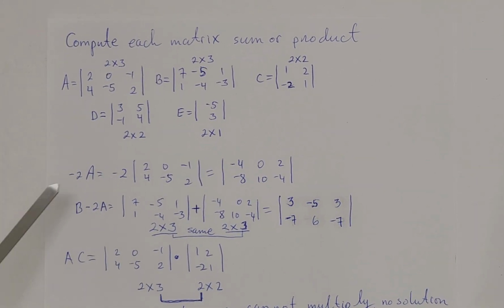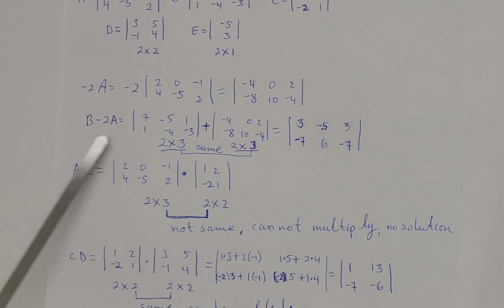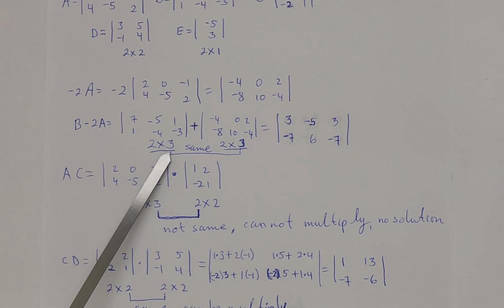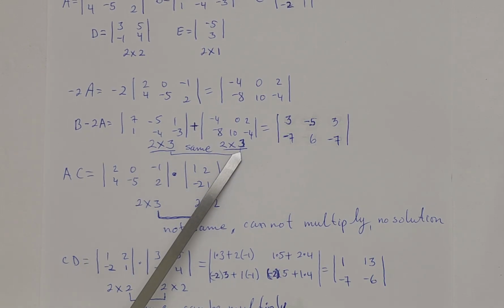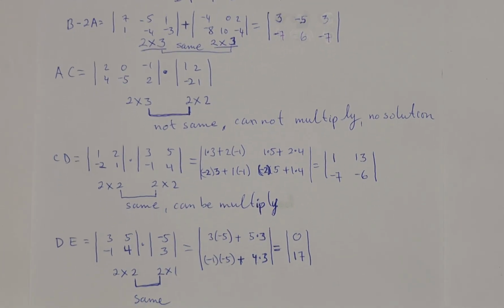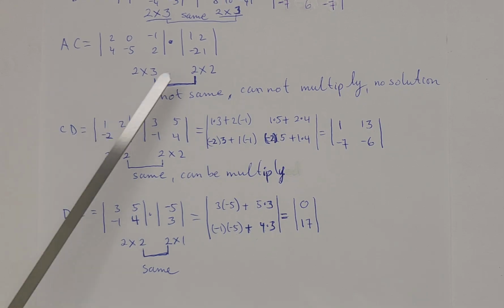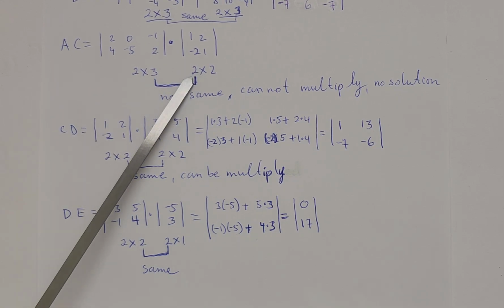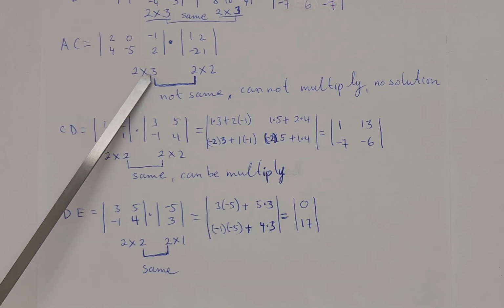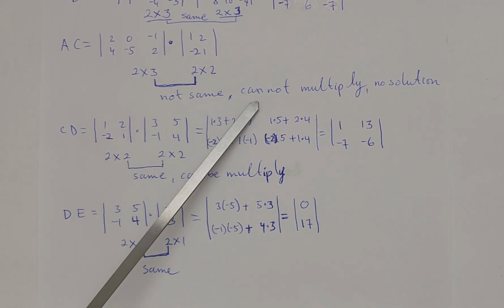When you multiply by a number, this is called a scalar. You just multiply across. When you add or subtract matrices, make sure the dimensions are the same. If these two are not the same, you cannot add nor subtract, okay? When you multiply matrices, make sure that this number here and this number here are the same. Then you can multiply. If they are not the same, as you can see, this and this are not the same, so you cannot multiply.